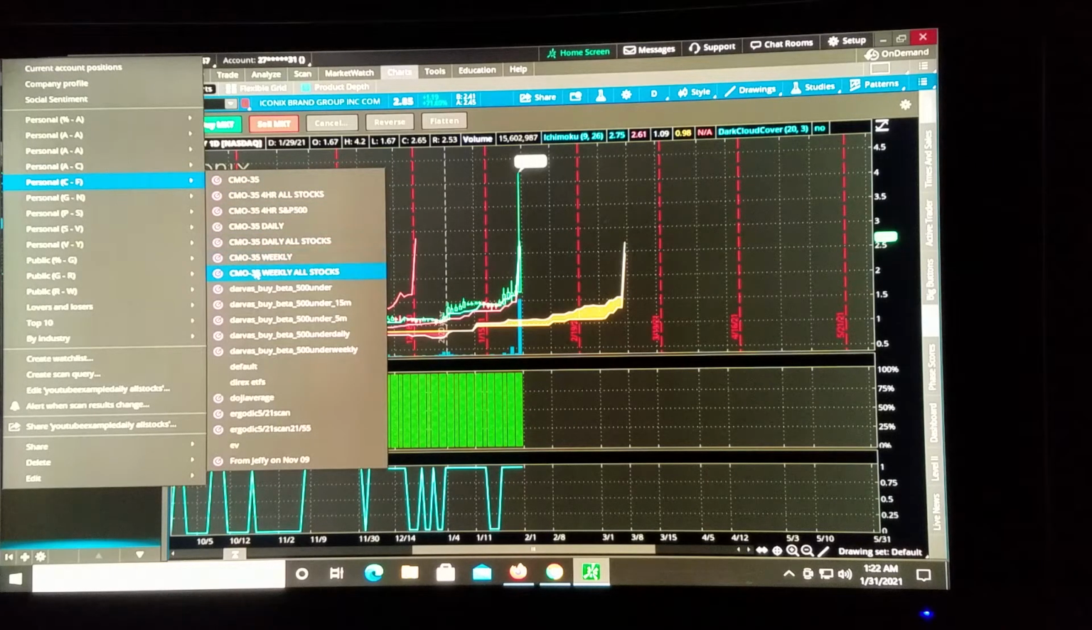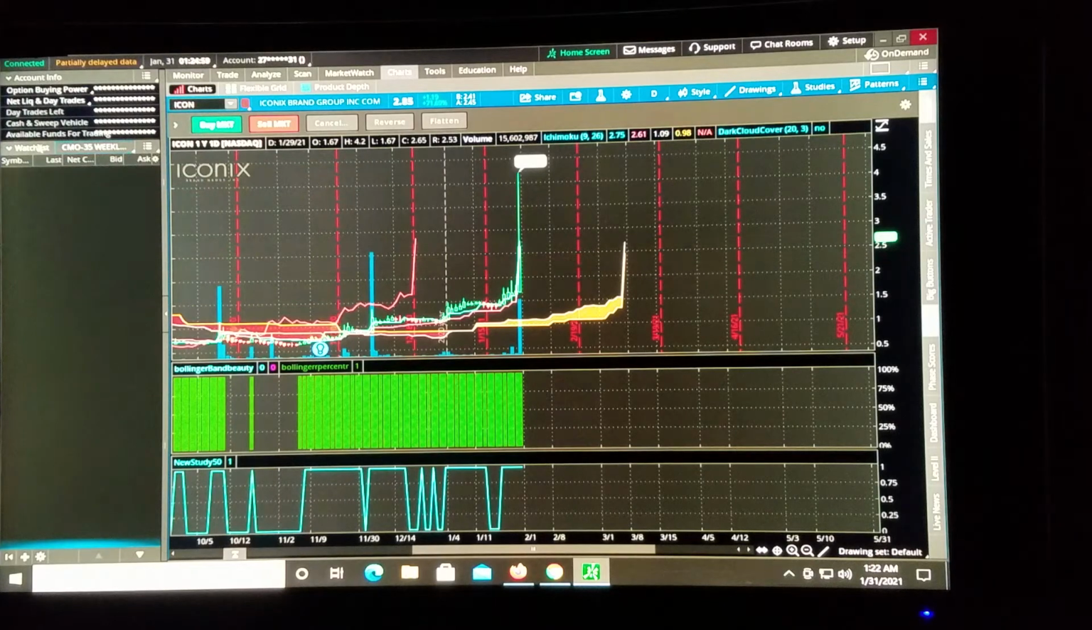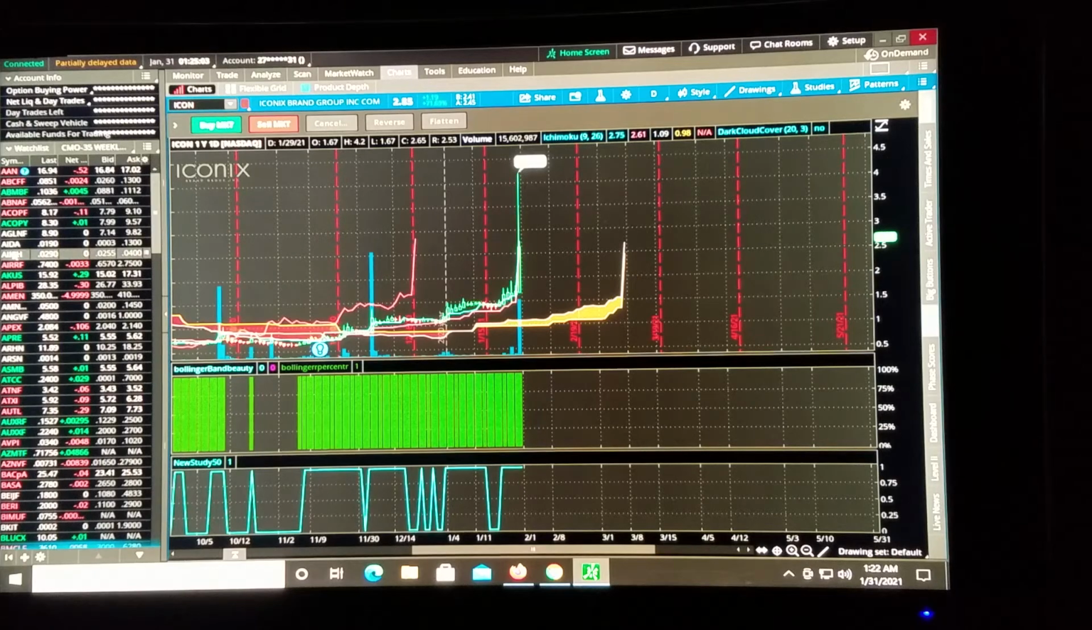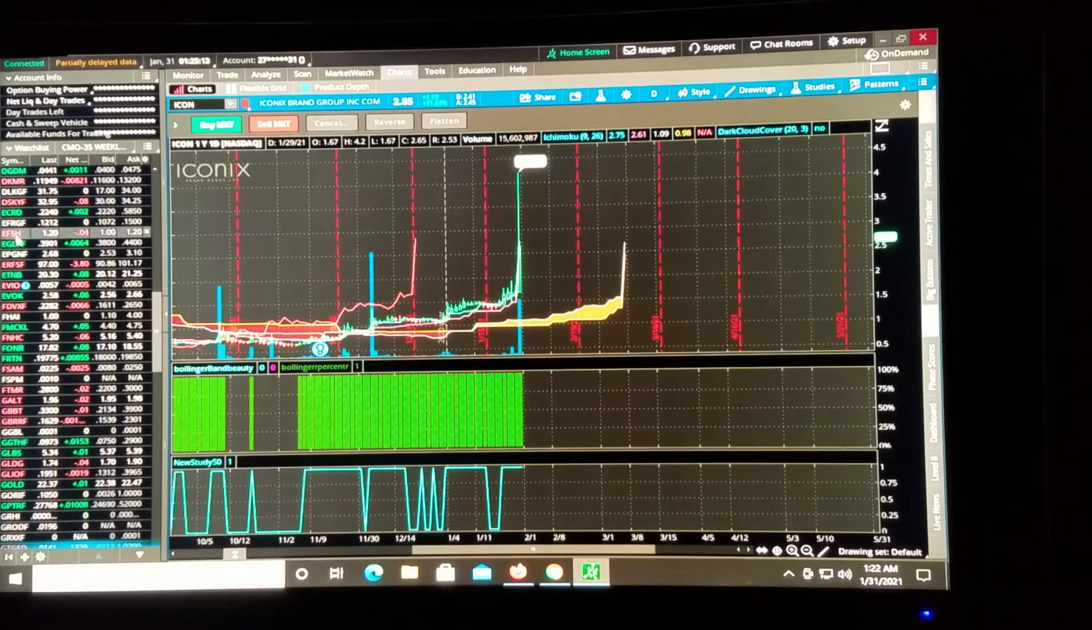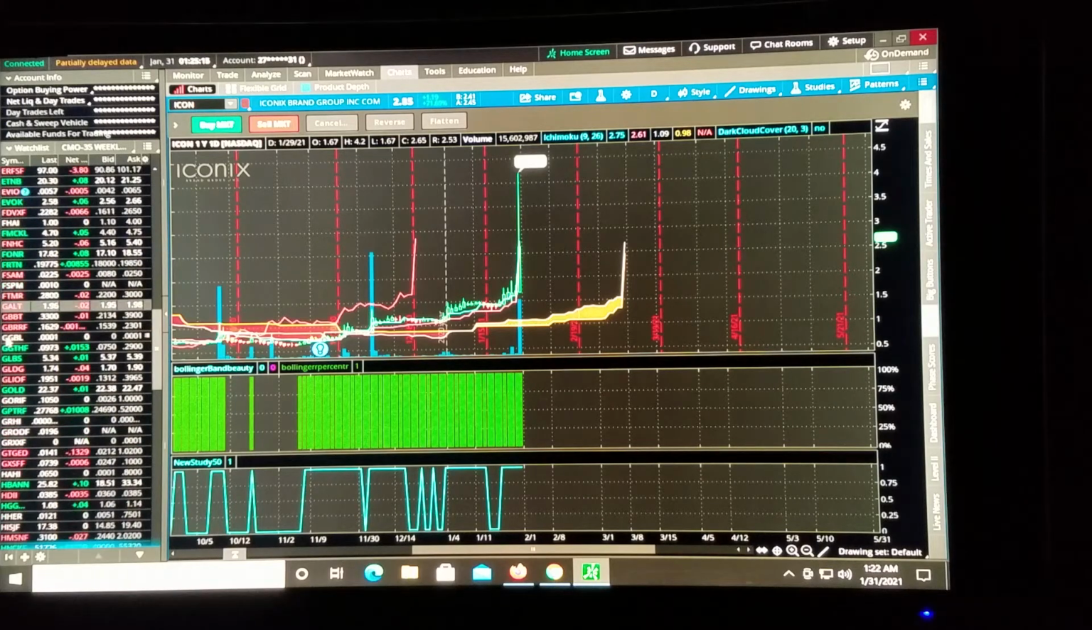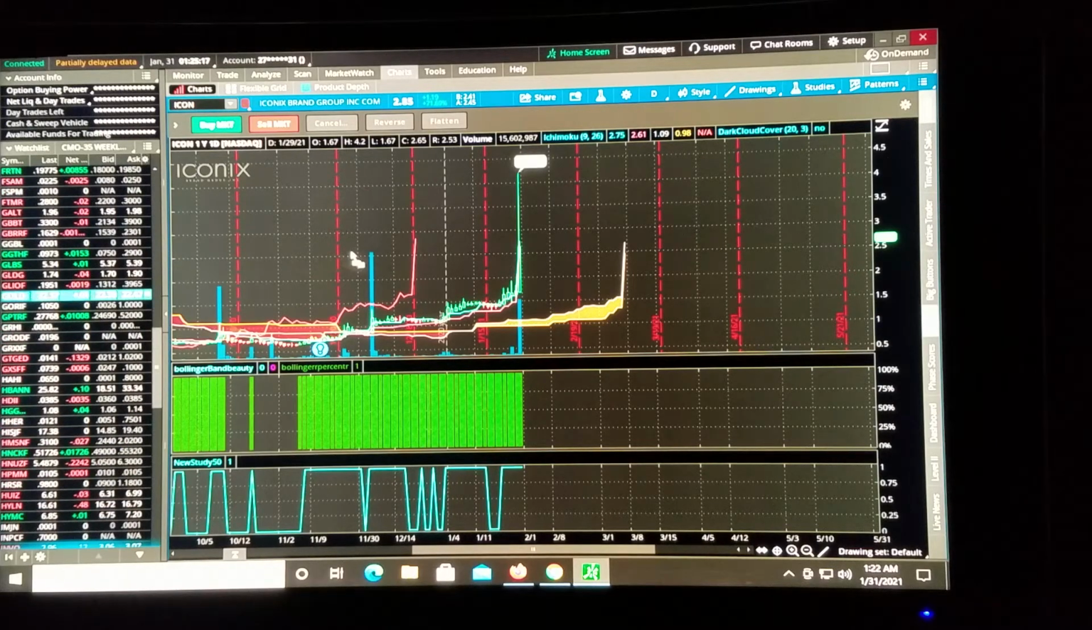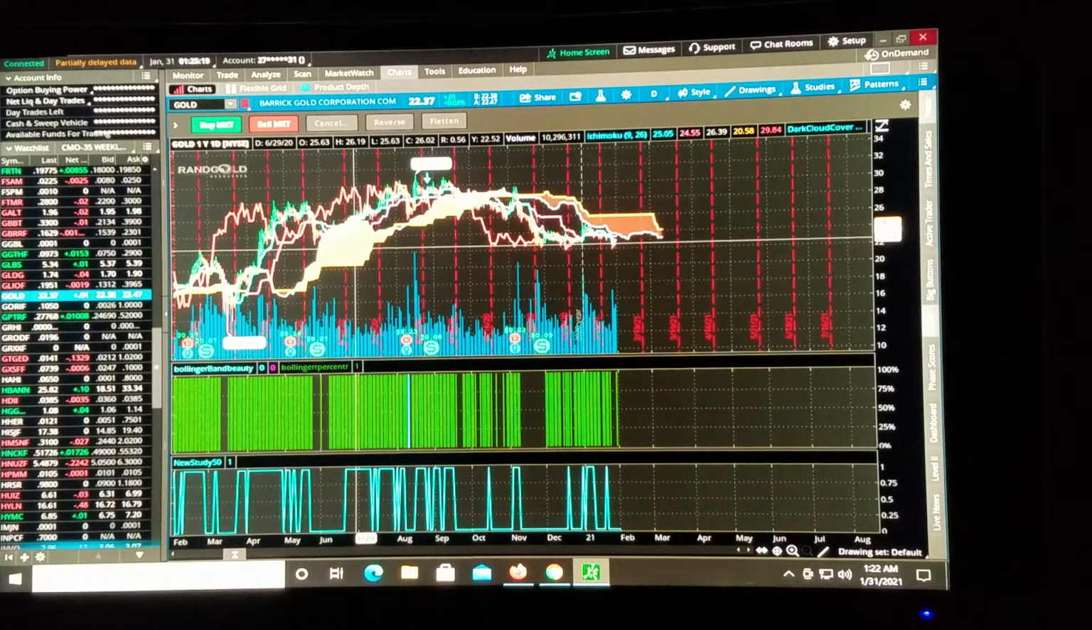Now let's look at the CMO less than 35 on the weekly. Now that's going to be showing us stocks that are pulling back. A lot pulling back, okay? But it's a good way to find the stocks that have hit their bottom. So we can come through here and look through all of the ones that are possibly interesting.